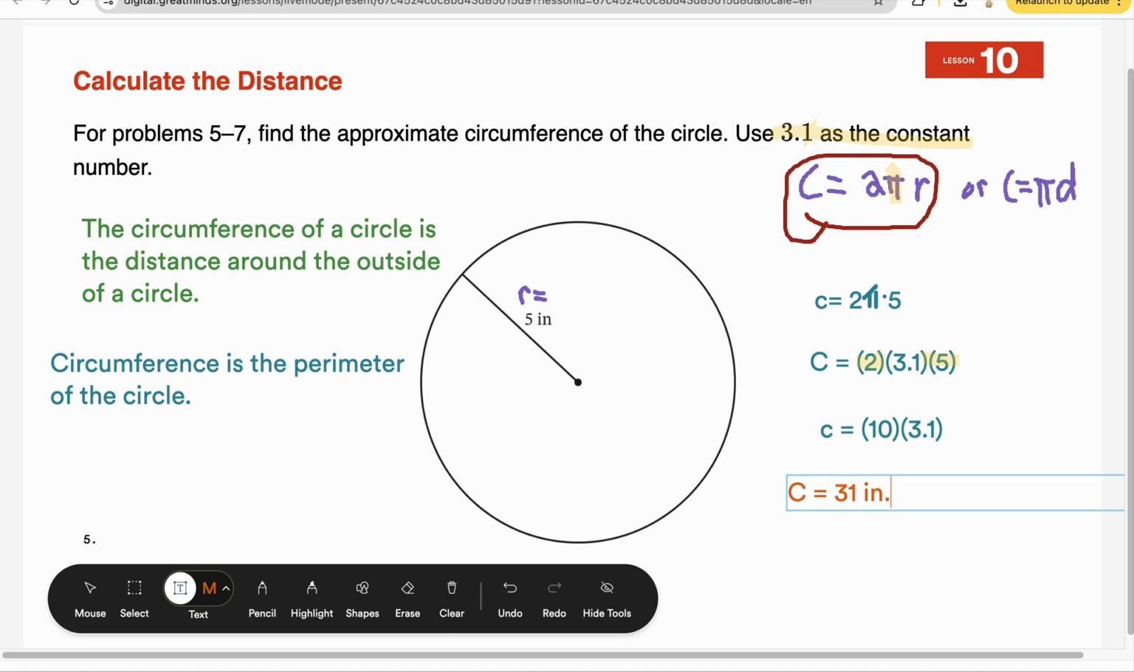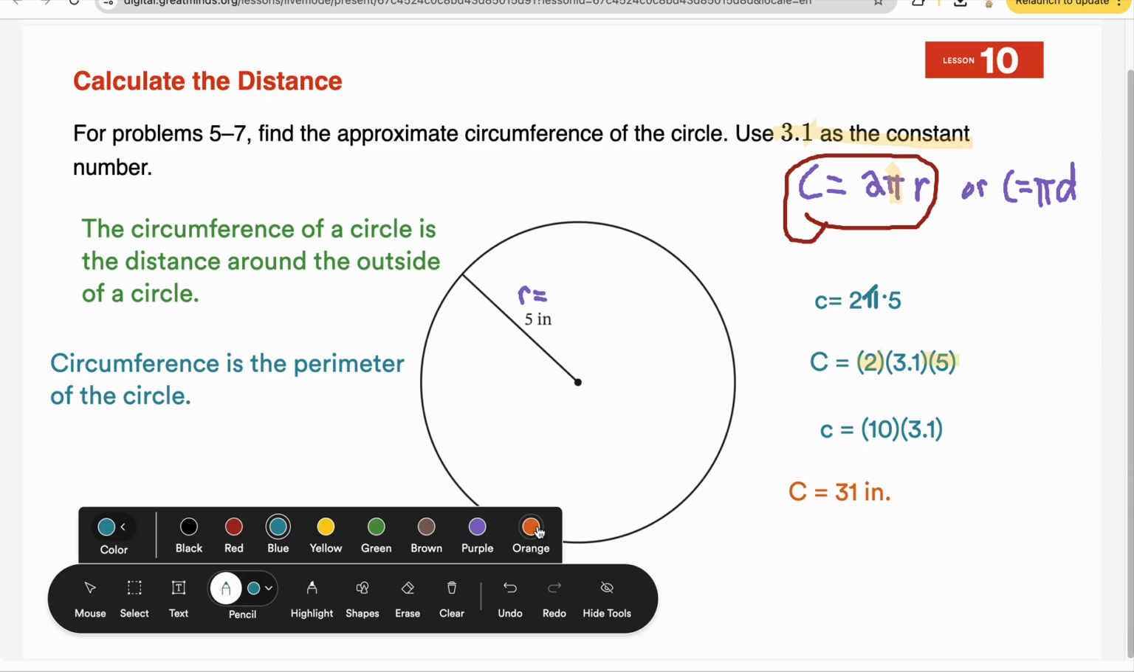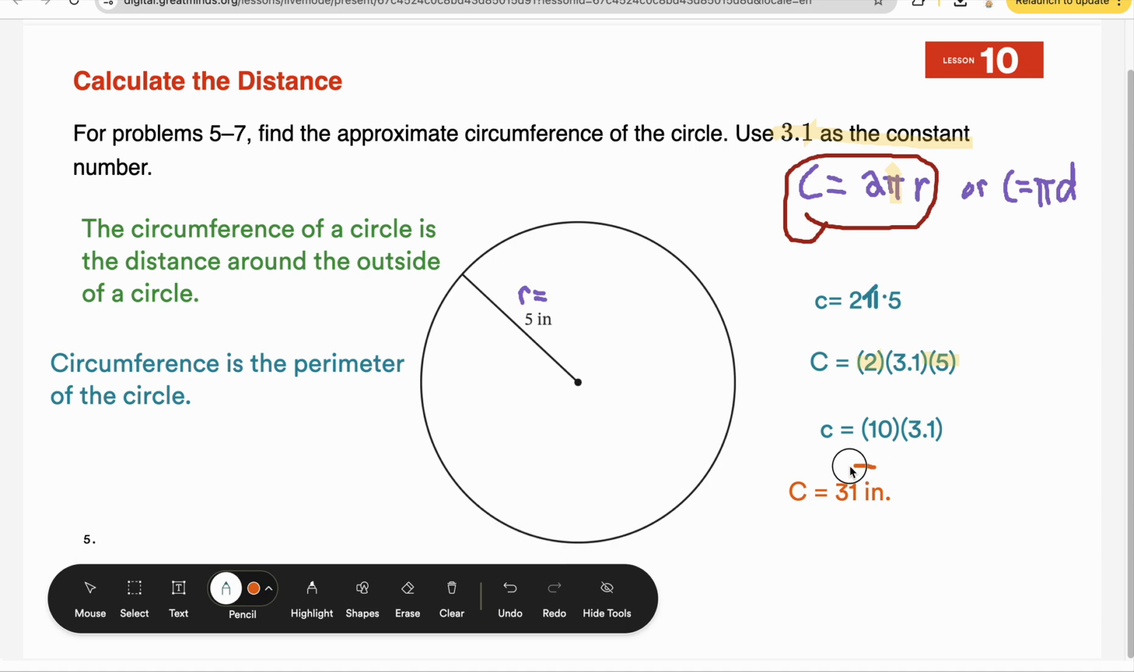Because we're talking about inches here. So this would actually be the solution to this problem when it's asking us to find the circumference of this circle, using 3.1 as a constant, and we were given the radius. So this problem is complete. Let's turn the page and take a look at the next problem.